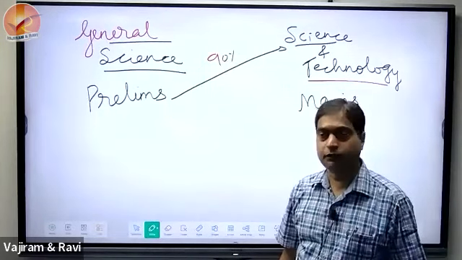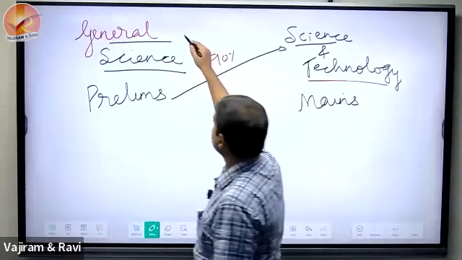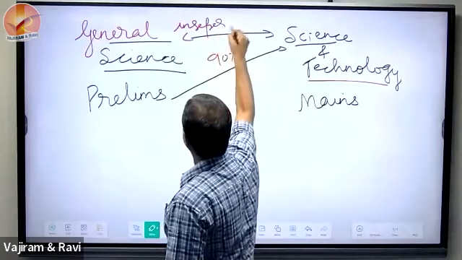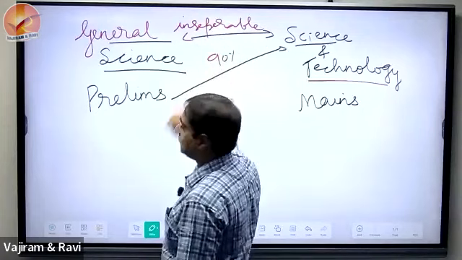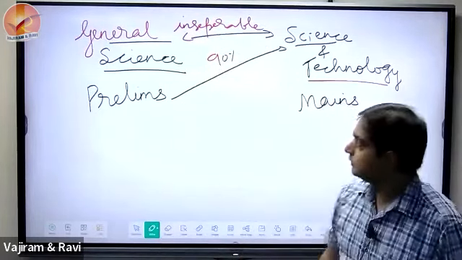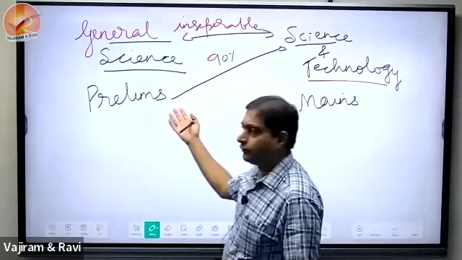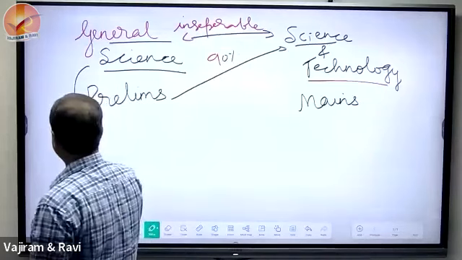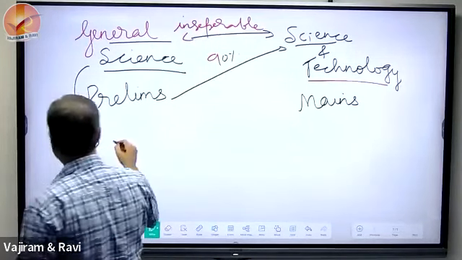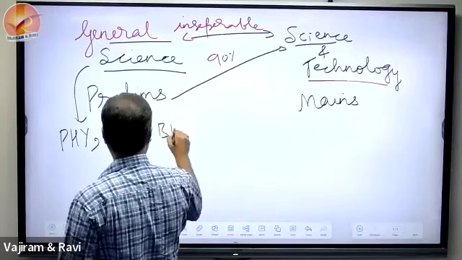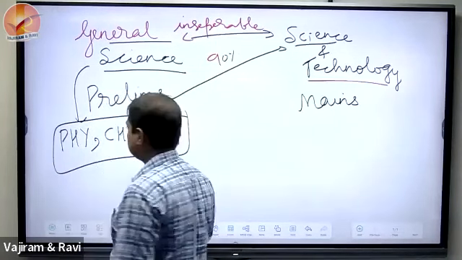So both are inseparable from each other. This is the key takeaway. So definitely you need the foundation of general science. General science means your basic understanding of the chapters of physics, chemistry and biology as a part of the general science.